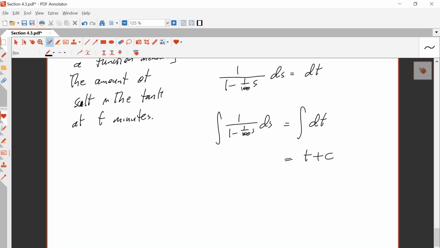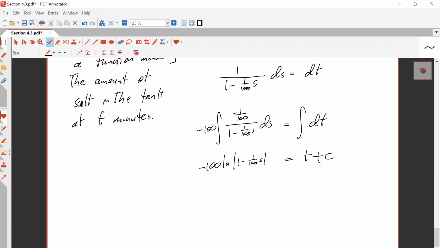For the antiderivative over here, we would like g prime over g. But I don't have this in the form g prime over g. In order to get it in that form, the derivative of the bottom here is minus 1 over 100, so I have to balance that out up front by putting a minus 100. So the antiderivative here is minus 100 natural log of (1 minus 1/100 s) equals t plus c.